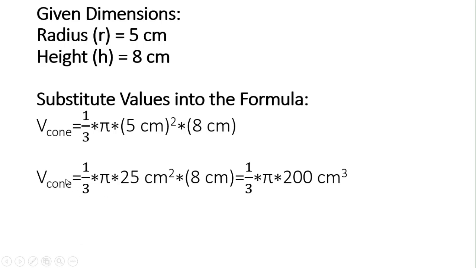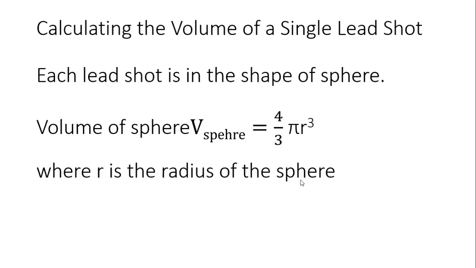Okay, so how does it become now? Volume of the cone is equal to 1 by 3 into 25 into 8, 200. So finally, 1 by 3 into pi into 200 centimeter cube. This will be the volume of the conical vessel. Right. Now we are going to calculate the volume of the single lead shot.